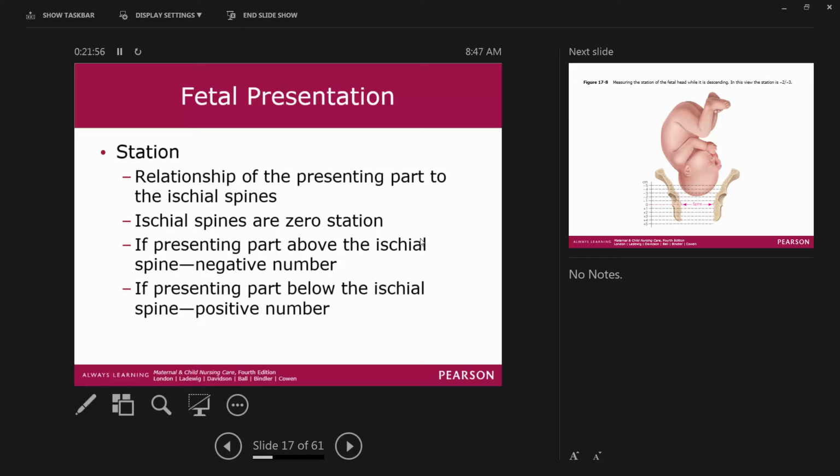What station in our estimation is go time? Like at what point do we really care? Well, are you talking about pushing go time? Usually they're at a +1 or +2 station, okay? Because it's not so much the station as the dilation. Okay? And then let's talk about dilation.